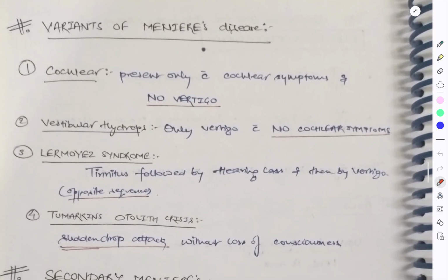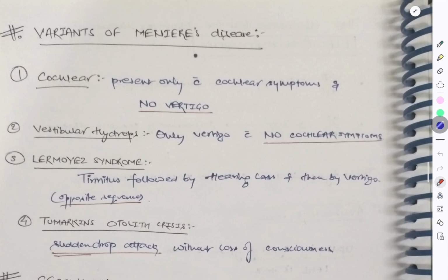Now coming to the variants of Meniere's disease. First one is cochlear. In cochlear, there will be only cochlear symptoms. Cochlea is mainly for hearing, so mainly hearing loss symptoms will be there, and no vertigo. Vestibular hydrops is the second variant. Here only the vestibule is involved. Vestibule is responsible for balance, so mainly vertigo will be there, and no cochlear symptoms like hearing loss, but more of vertigo. The third variant is Lermoyez syndrome.